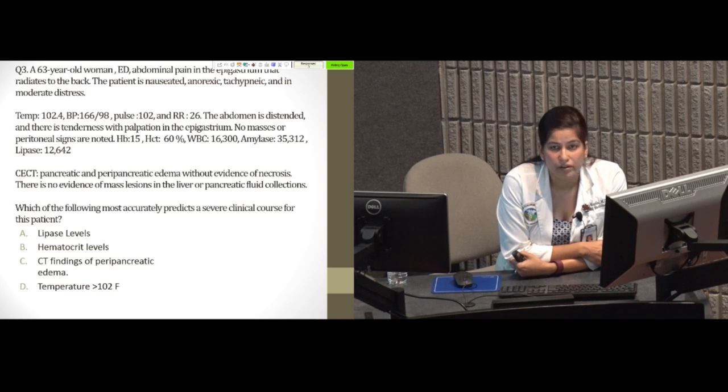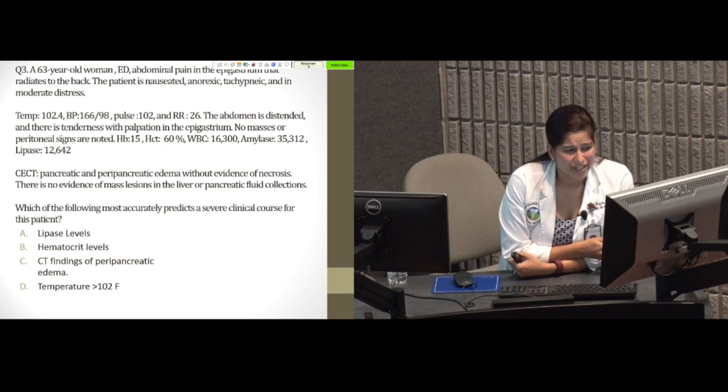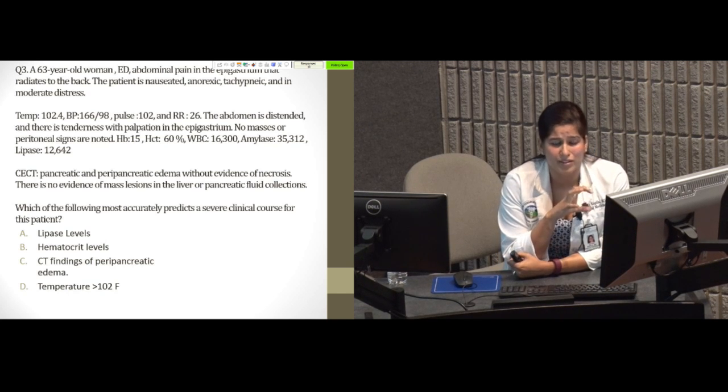Her hemoglobin is 15. Her hematocrit is 60%. WBC count is high. Her amylase and lipase are through the roof. The contrast enhanced CT is already done, and you see that there is pancreatic edema in the pancreatic and the peripancreatic area. No evidence of necrosis. What is the most accurate test you're going to pick in this presentation, which indicates this patient is having a really bad clinical course, that she's a sick patient? What is the indicator? Number one, it's the lipase. Number two, hematocrit. Next is CT findings of peripancreatic edema, or she's having a temperature of more than 102.